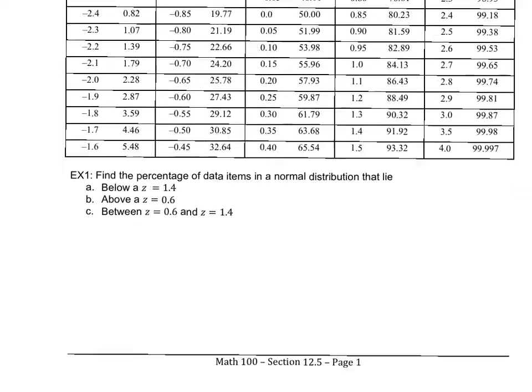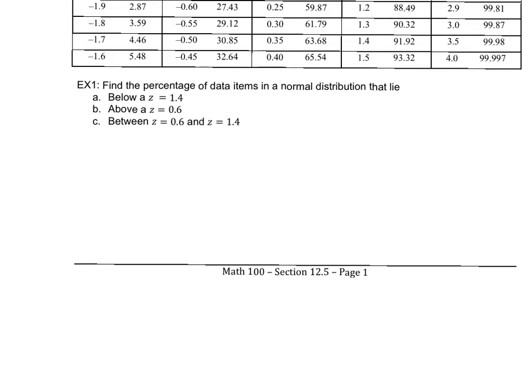So let's go ahead and look at example 1. We want to find the percentage. Again, we're asked to find a percentage of data items in a normal distribution that lie below a z-score of 1.4, above a z-score of 0.6, or between a z-score of 0.6 and 1.4.